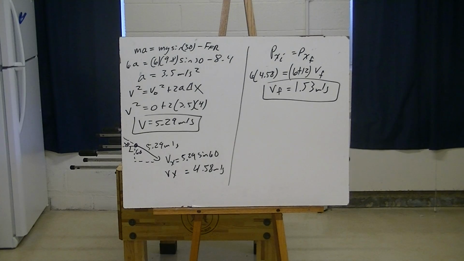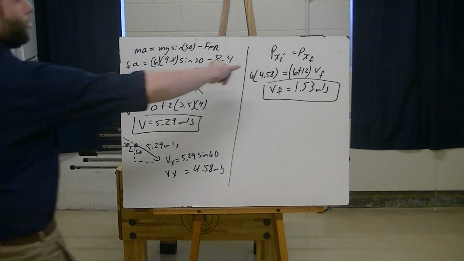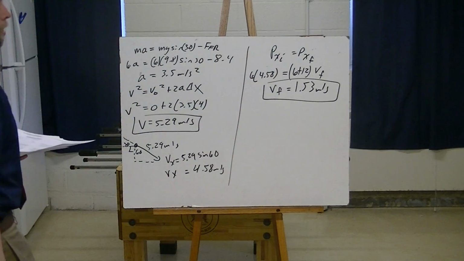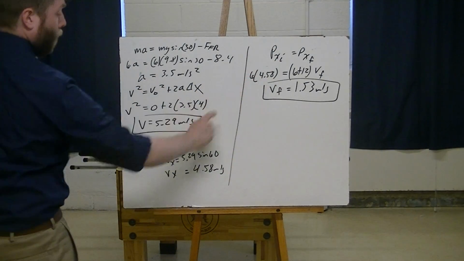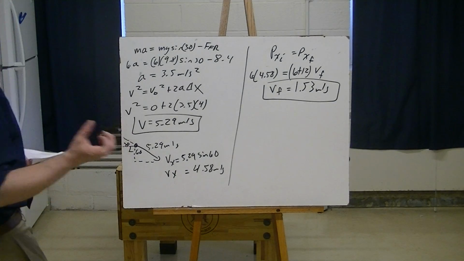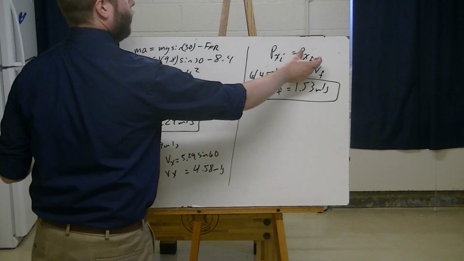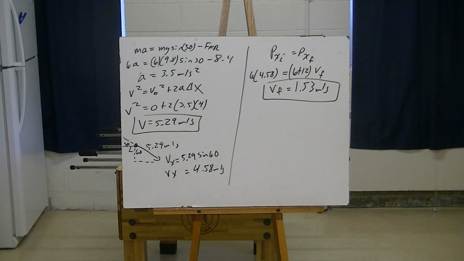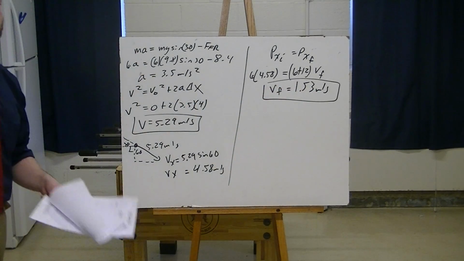Now I'm going to use the conservation of momentum in the x direction. All the momentum is in the bowling ball at the start, so 6 times the 4.58 that I found before. It's an inelastic collision, so both of these objects are going to have the same velocity, so I add their masses. 6 for the bowling ball, 12 for the wagon, and I get that the final velocity of the wagon is 1.53 meters per second.